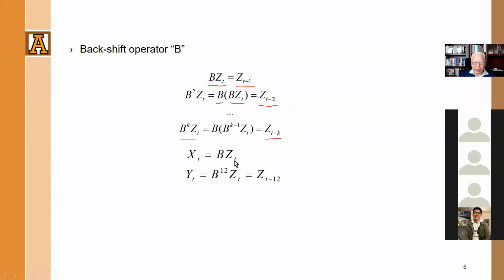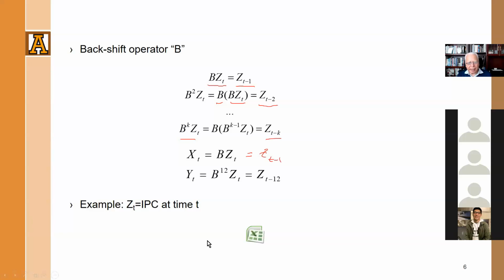If I denote a random variable X_t as the backshift operator applied to Z_t, then this X_t will be Z_t minus 1. If I take Y_t as B to the 12 applied to Z_t, that will be Z_t minus 12. For example, if I have monthly data, then Y_t would represent the observation from the same month of the previous year.